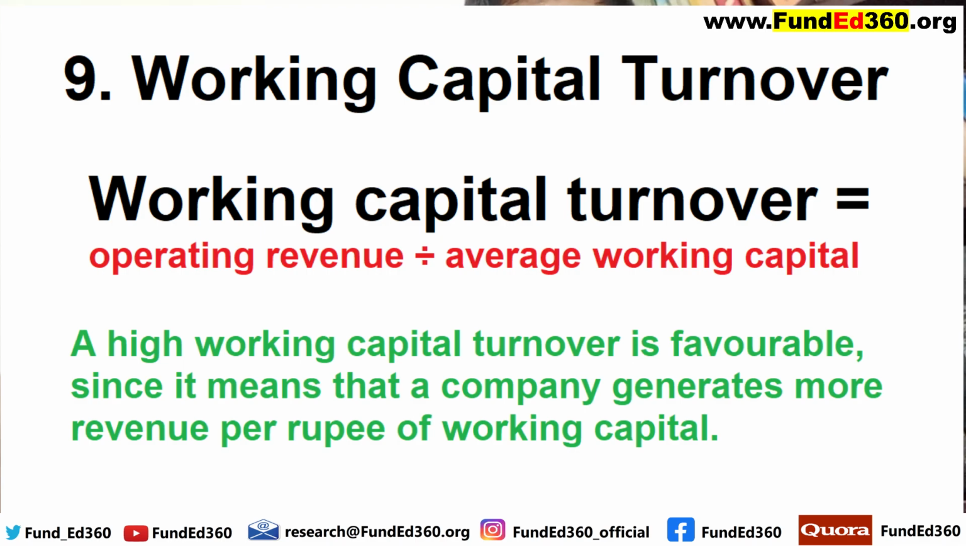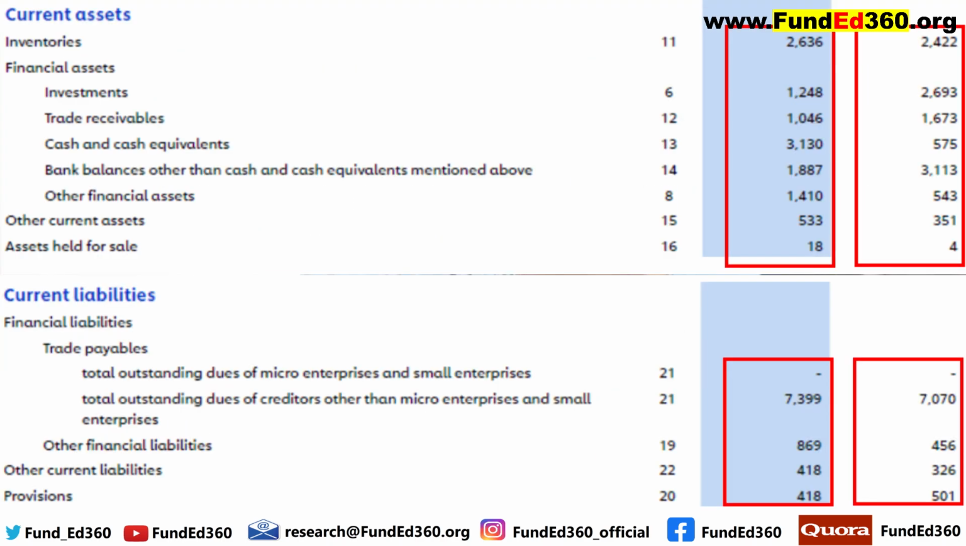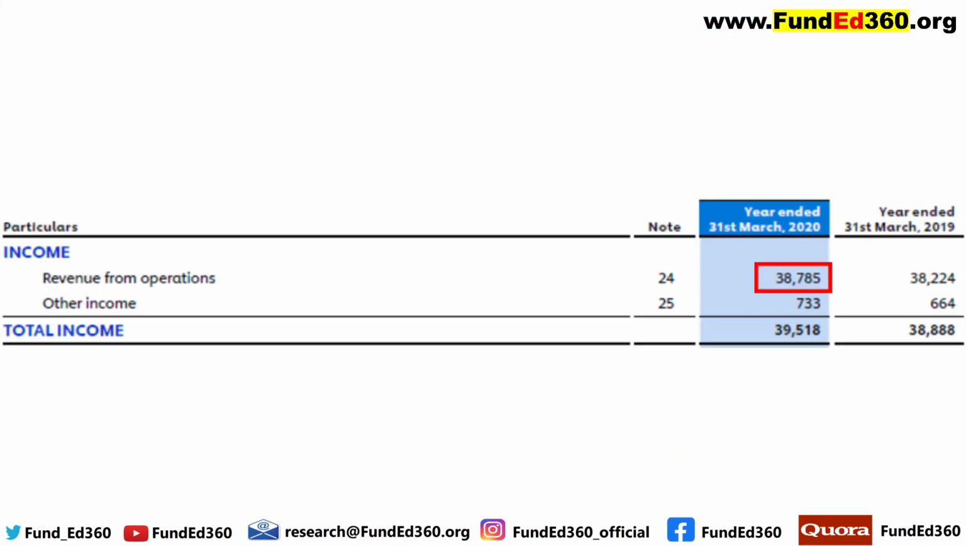How can you find this mathematically? It is the ratio of operating revenue divided by average working capital. Then how can you find the working capital? Working capital is nothing but current assets minus current liabilities. So the average working capital, you can find by adding the working capital of the current year and the working capital of the previous year, divided by 2. You can find this from the balance sheet, as shown here.